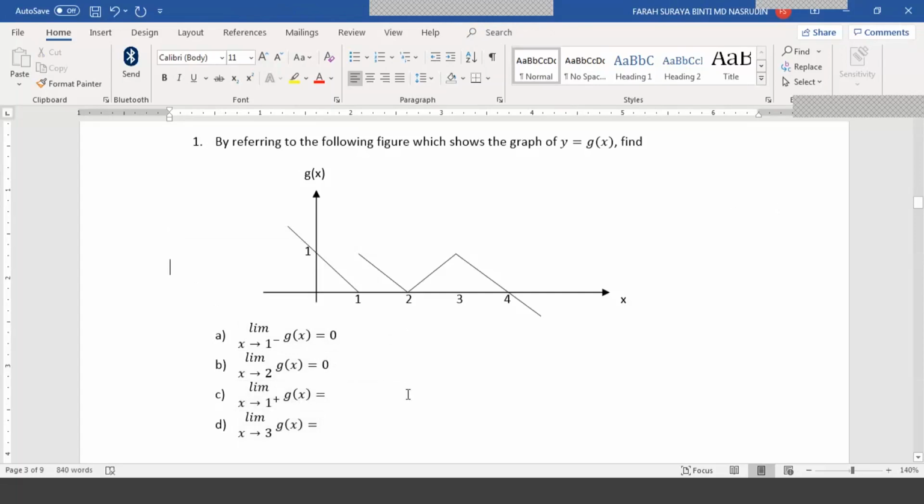Okay, C. Limit x approach 1. Okay, ada positive meaning that approaches 1 from right side. Okay, right limit. Muhammad Fazrul. Okay, apa jawapan dia? Kosong. Menghampiri 1 daripada sebelah kanan.